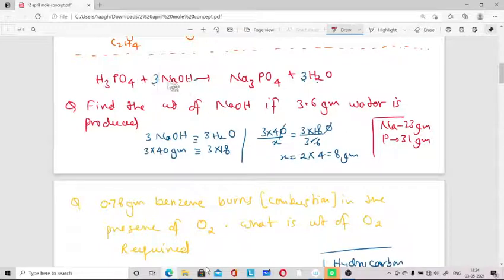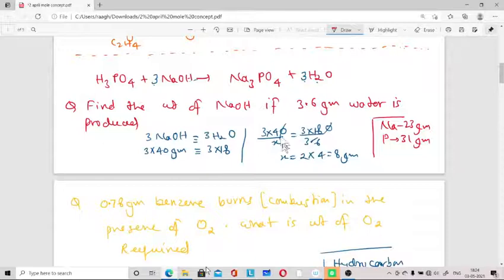Now you can see from the equation, 3 moles of NaOH is equivalent to 3 moles of H2O in a balanced chemical equation. Now weight of NaOH, we have already calculated, 40 gram. You can also calculate. Now 3 into 40 gram is equivalent to 3 into 18, 18 is the weight of water. So you have to calculate, 3.6 gram of water is produced, then how much NaOH was there.